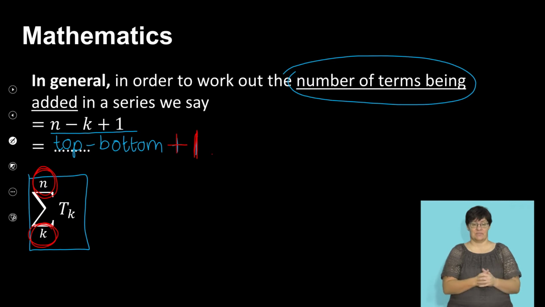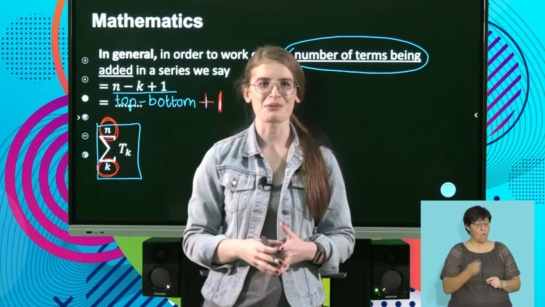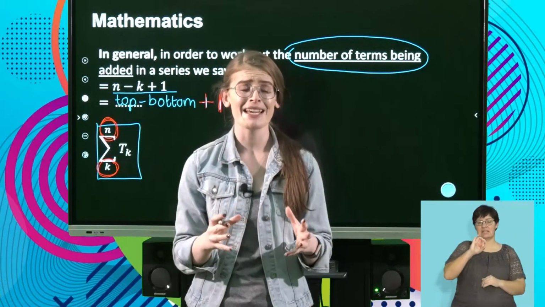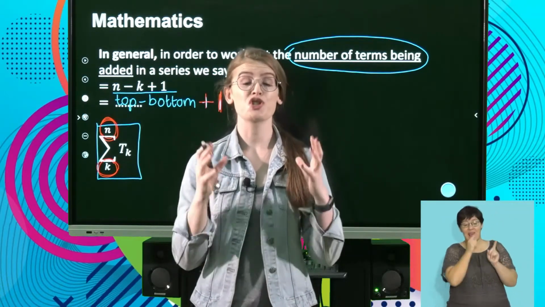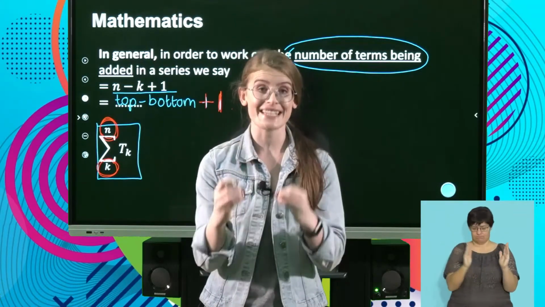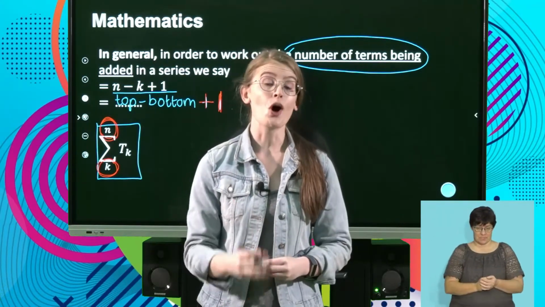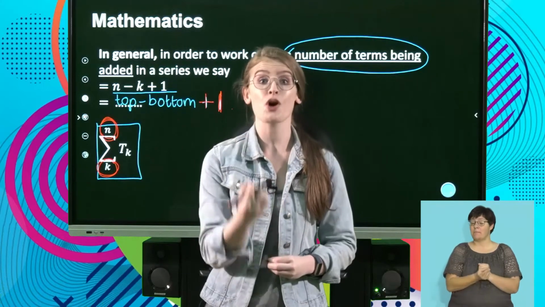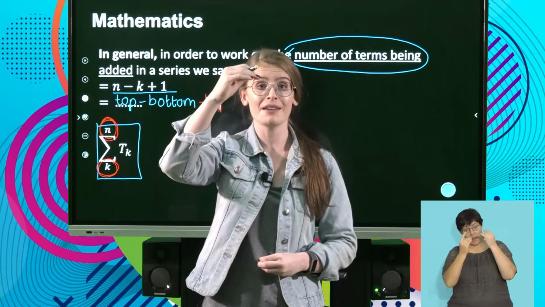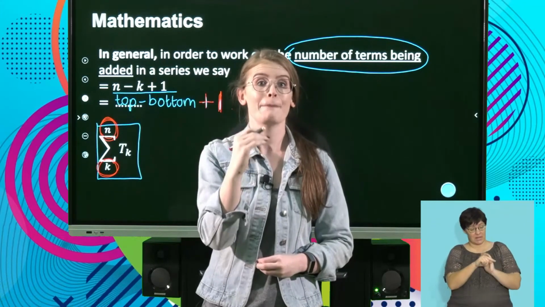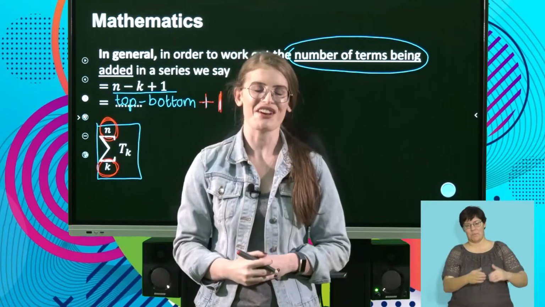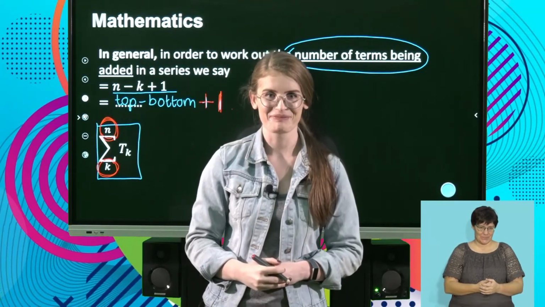Great, everyone. I'm hoping that everyone is with me so far. What I've covered is an introduction to sigma. Sigma is an instruction to sum a certain number of terms within a sequence together. We know how to determine how many terms are involved in that sum by taking the top number minus the bottom number plus 1. After the break, we will be getting into some more examples of how to do this. See you soon.